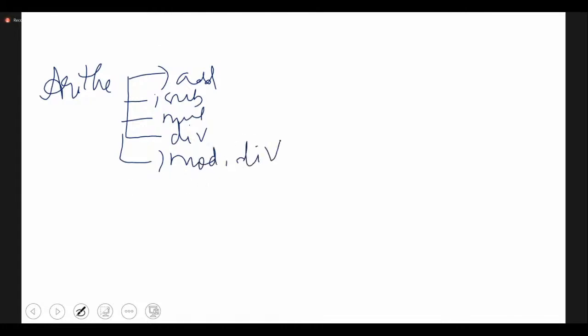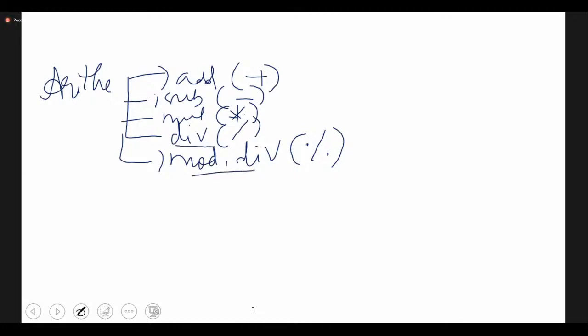When you are explaining arithmetic operators, you will write: arithmetic operators are broadly classified as addition, which is represented by the symbol plus, subtraction, represented by minus, multiplication, represented by star, division as division, and modular division is represented by the percentage symbol. In this topic, only one concept you have to include, that is the difference between division and modular division. So you will write a point.